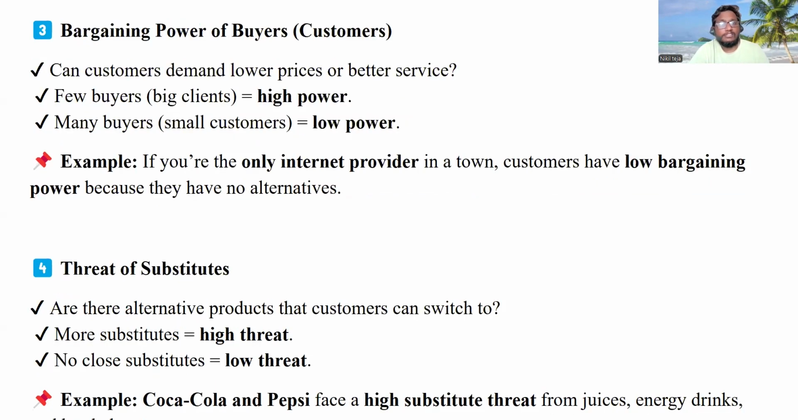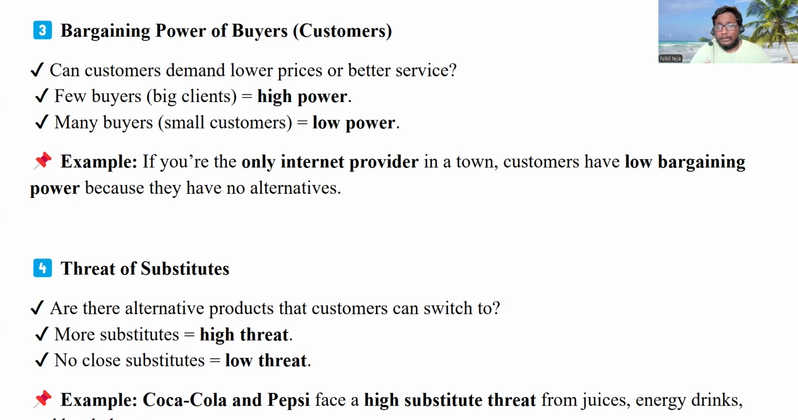The third one is bargaining power of buyers. Same as before, instead of suppliers, keep buyers. Can customers demand low prices or better services? Few buyers means high power. Many buyers means they will have low power. As simple as that, right?